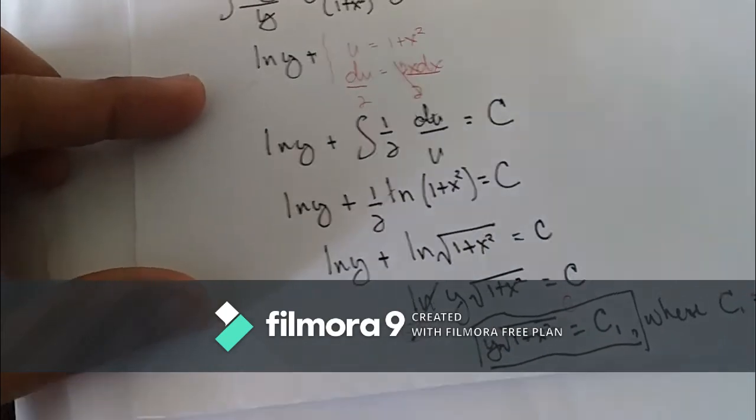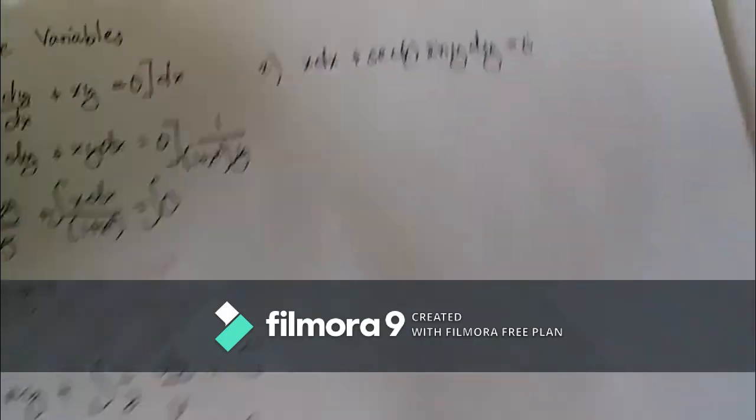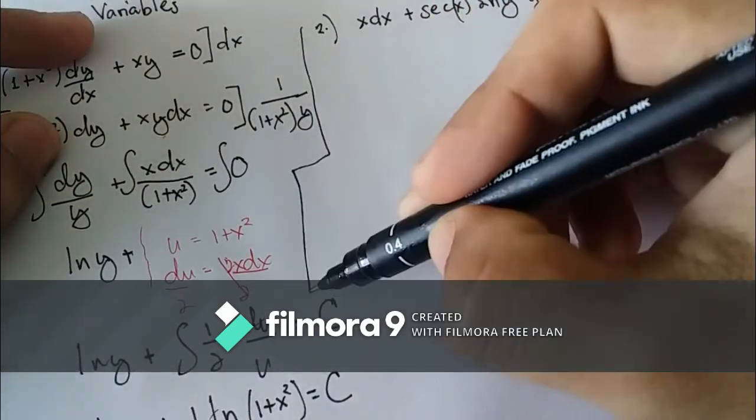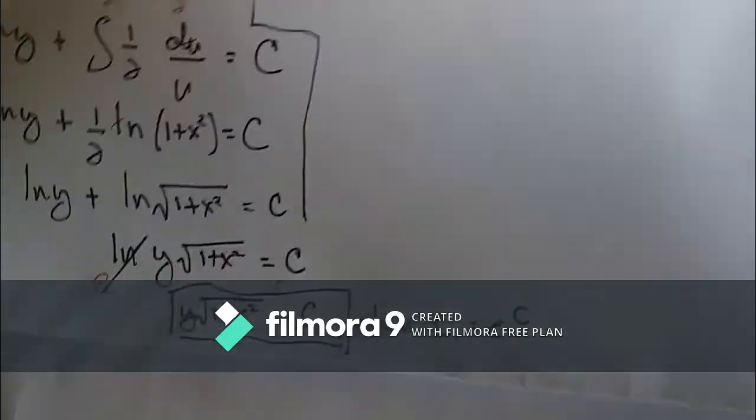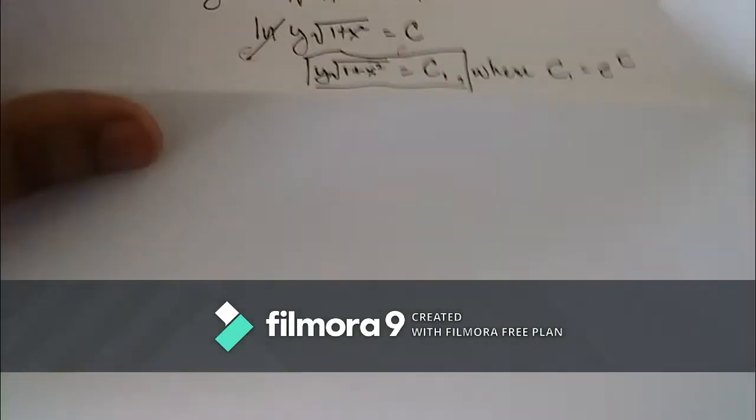Okay, now back to our example number 2. For example number 2, we have the example number 2. Just like we did before, we will segregate the x variables and the y variables in dx and dy. So by just multiplying.